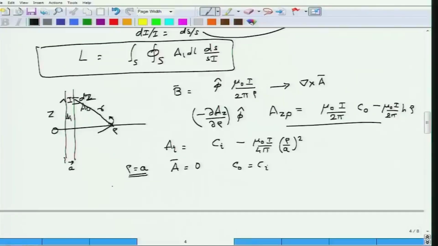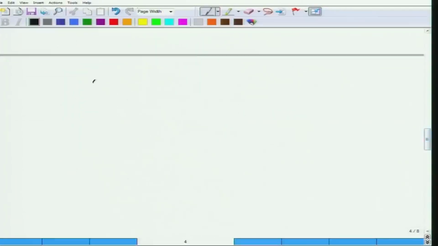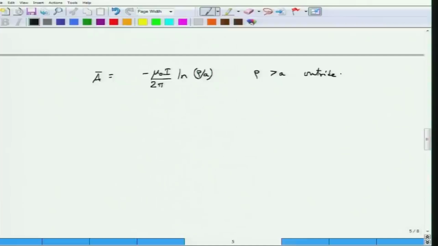Okay. So, if I do that, you will see that the magnetic vector potential can be written as minus mu 0 I by 2 pi log of rho by A for rho outside A. So, this is the outside potential, and for inside you have mu 0 I by 4 pi, sorry, not 2 pi, this is 4 pi, times 1 minus rho by A whole square. Okay. This would be for rho less than A, that is inside. Okay. So, inside the vector potential is positive and then goes to 0 at rho equal to A and then goes to a negative value. Okay.